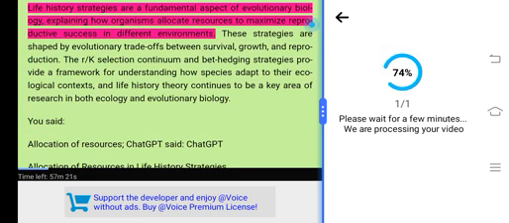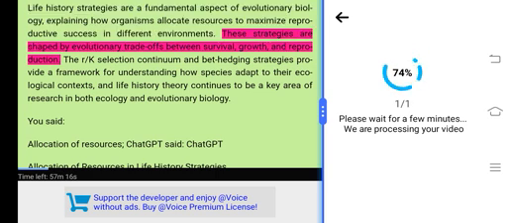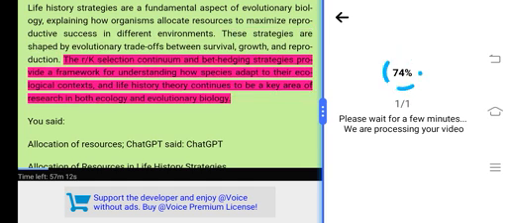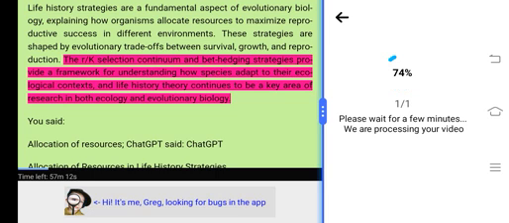Conclusion. Life history strategies are a fundamental aspect of evolutionary biology, explaining how organisms allocate resources to maximize reproductive success in different environments. These strategies are shaped by evolutionary trade-offs between survival, growth, and reproduction. The R-K selection continuum and bet hedging strategies provide a framework for understanding how species adapt to their ecological contexts, and life history theory continues to be a key area of research in both ecology and evolutionary biology.